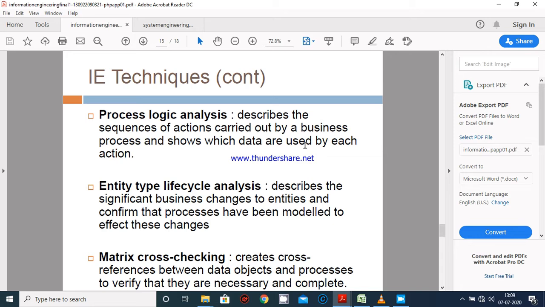Next one is process logic analysis. After that, entity type lifecycle analysis. After that, matrix cross-checking. So I'm going to explain process logic analysis, which is the most important, most famous technique of information engineering, and which is used to describe the sequences of actions carried out by a business process and shows which data are used by each action.